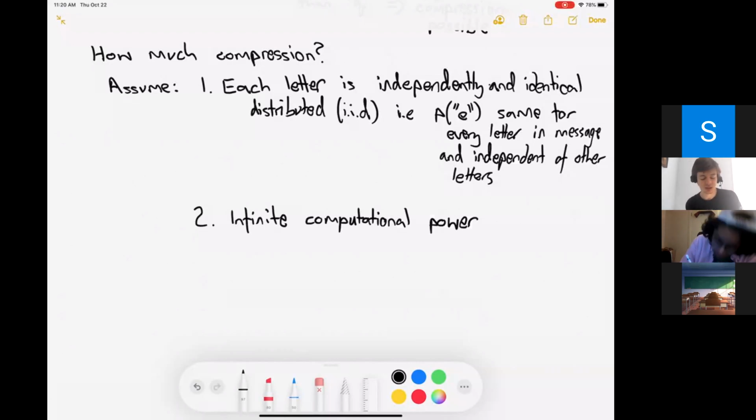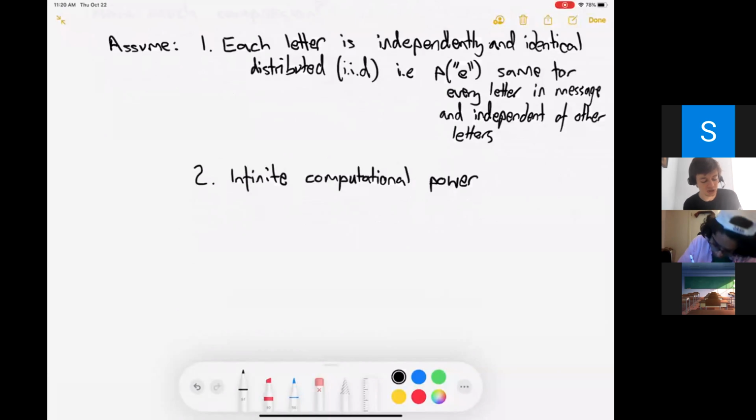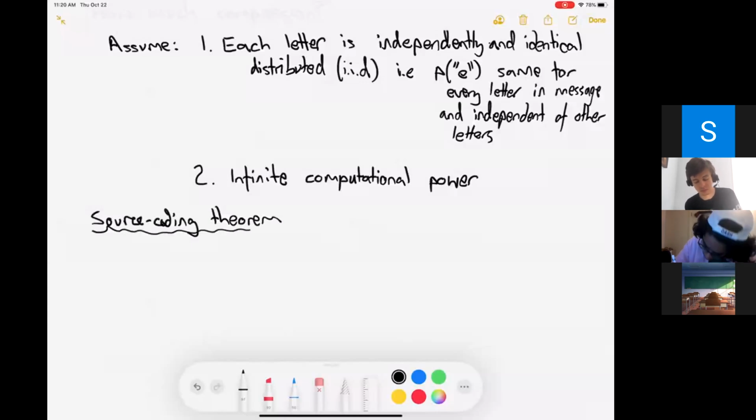Okay. If we make these assumptions, then we can show this very famous theorem called the source coding theorem. So let's say we have a message containing little n letters.